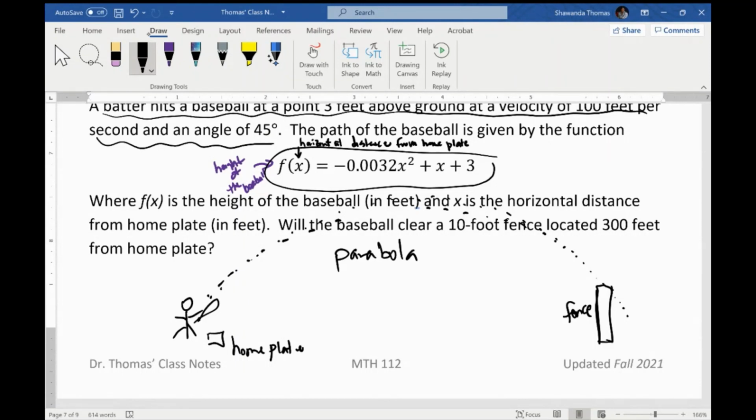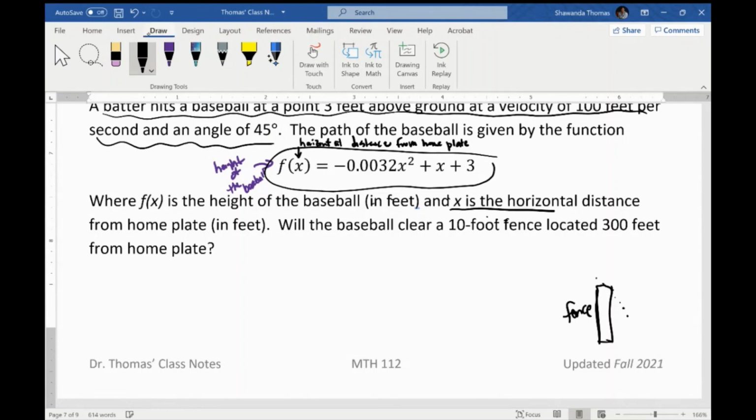All we need to do is plug in x, and I think someone already told us what x was. What is x according to this question? Will the baseball clear a 10-foot fence located 300 feet from home plate? Which number represents x? Because x is the horizontal distance from home plate. 300, right? So all we're going to do is evaluate the function at 300.